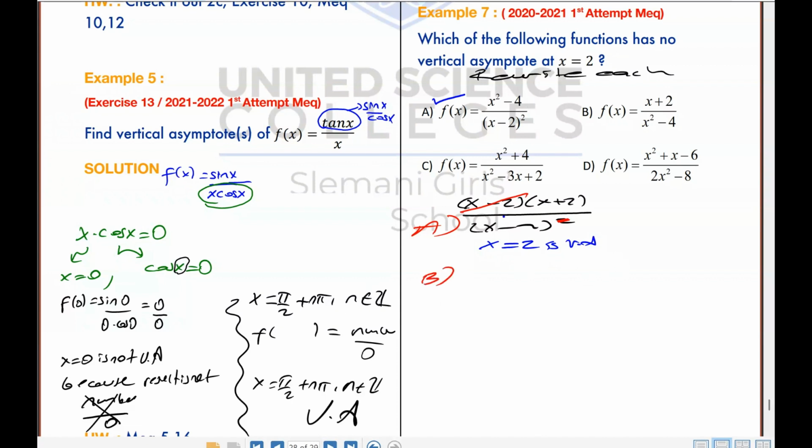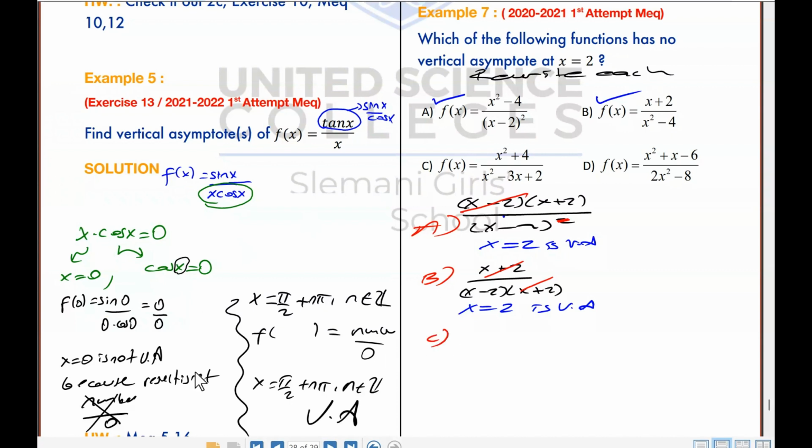Option B, let's rewrite option B too. X plus 2, numerator stays. Denominator, x squared minus 4 is (x minus 2)(x plus 2). So in simplification, the x plus 2's will cancel each other. What remains in the denominator? X minus 2. That makes the denominator 0. So when x minus 2 is 0, x equals 2 is a vertical asymptote. So B also has a vertical asymptote at 2.